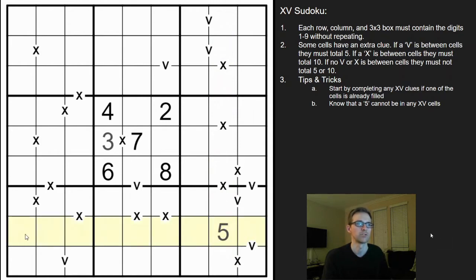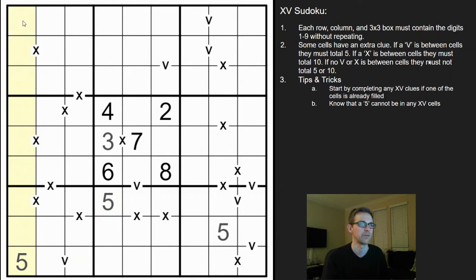So that has to be the 5. And then just by normal Sudoku rules, we know that that row is taken care of now for 5s. And if we look at this box, all of these cells are part of a 5 or 10 clue or a V or X except for this one. So that must be the 5. And then again, Sudoku rules say that those two rows are taken care of. And we look at this box, these cells are part of a V or X clue, so that only leaves this cell to be a 5.